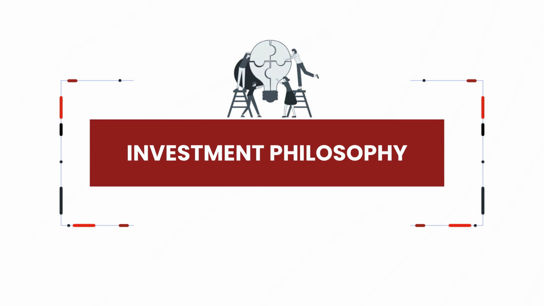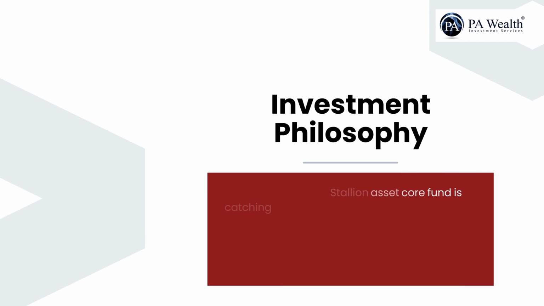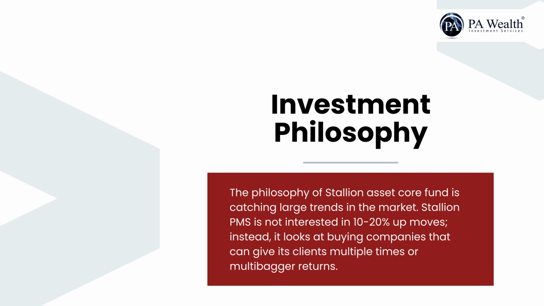Now, let's move on to the investment philosophy. The philosophy of Stallion Asset Core Fund is catching large trends in the market. Stallion PMS is not interested in 10 to 20% up moves. Instead, it looks at buying companies that can give its clients multiple times or multi-bagger returns.